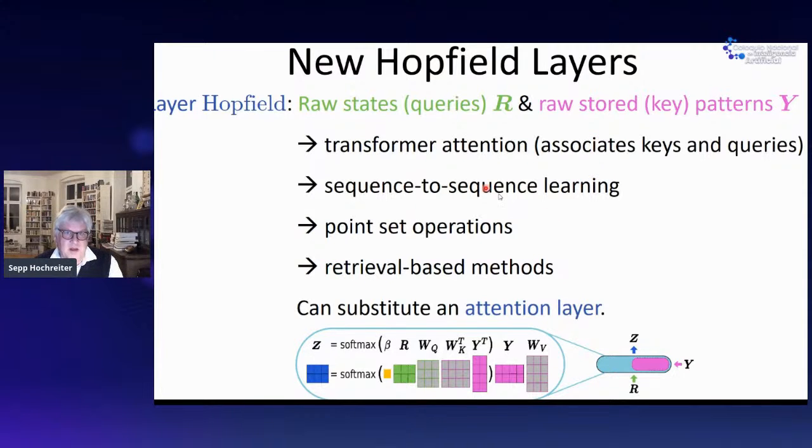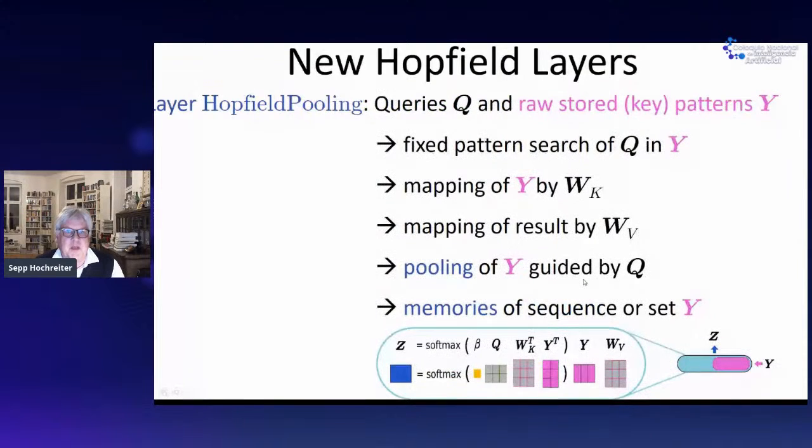Of course, we can then do a transformer attention, we can do sequence-to-sequence learning, we can do point set operation, and all kind of retrieval-based methods. And here we really can implement the attention layer of transformers. But we can do more.